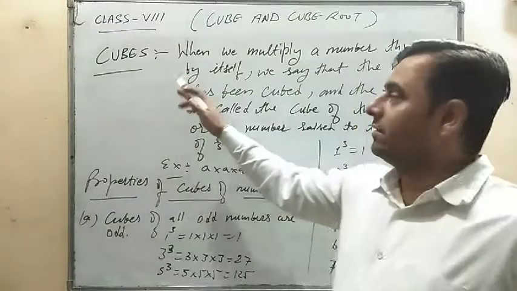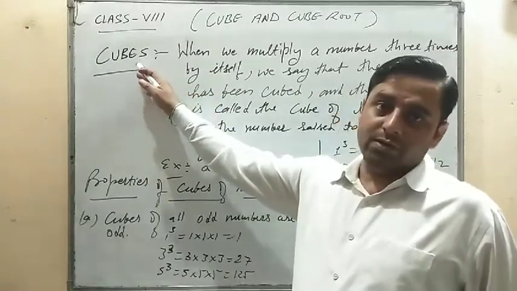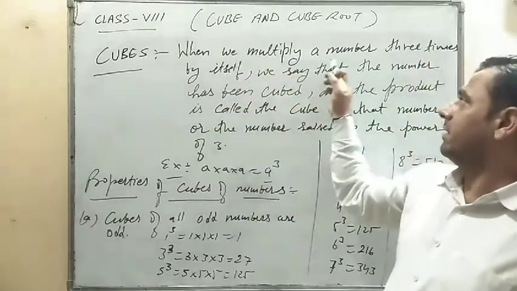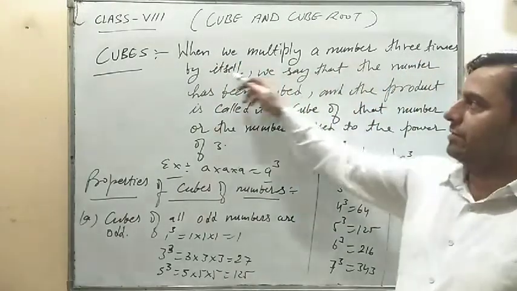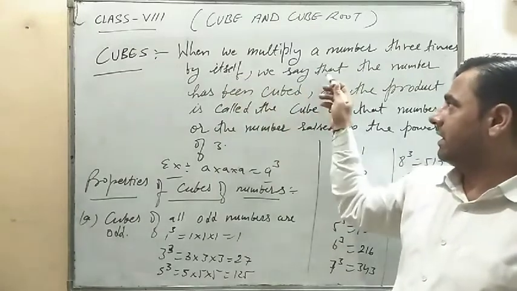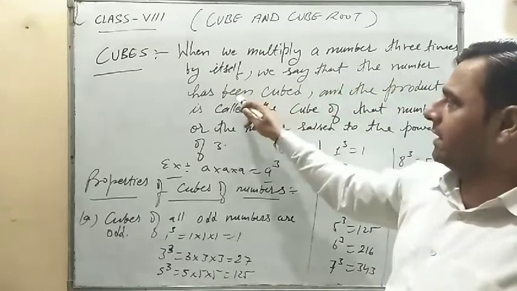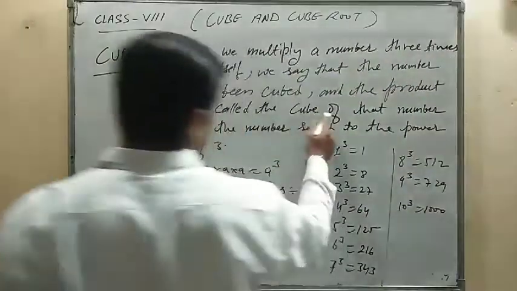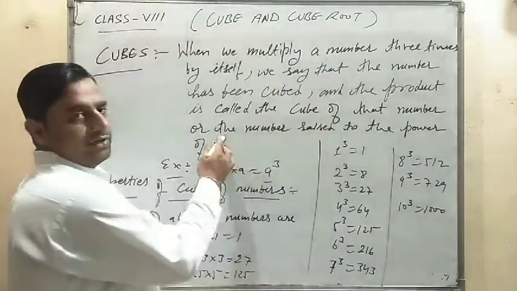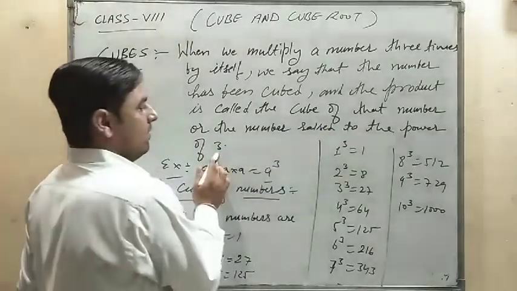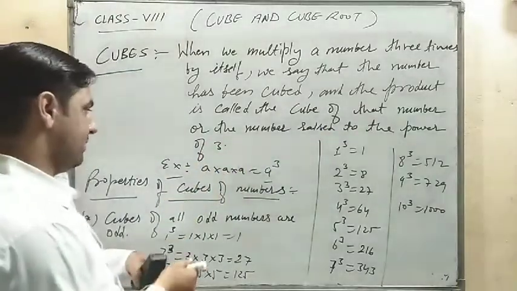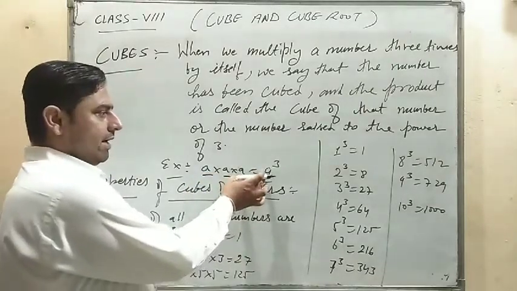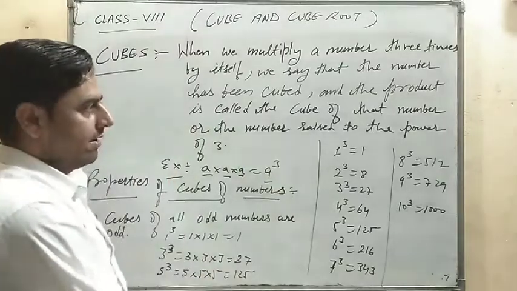Firstly, I will tell you about the definition of cubes. When we multiply a number 3 times by itself, we say that the number has been cubed, and the product is called the cube of that number, or the number raised to the power of 3. Example: a into a into a, its meaning is a raised to power 3.